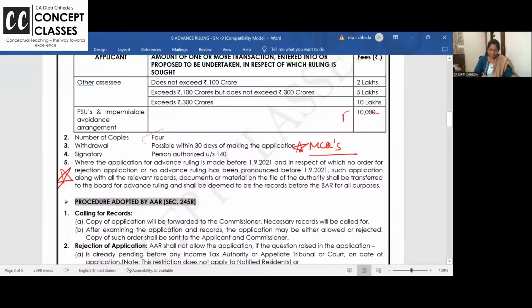So now read the language. Where application for advance ruling is made before 1st September and in respect of which no order is passed or no advance ruling has been pronounced, such application along with relevant records, documents, matters on file of the authority shall be transferred to the Board for Advance Ruling and shall be deemed to be recorded before the Board. So everything from AAR will come to the Board. Nice question, and mark it important.